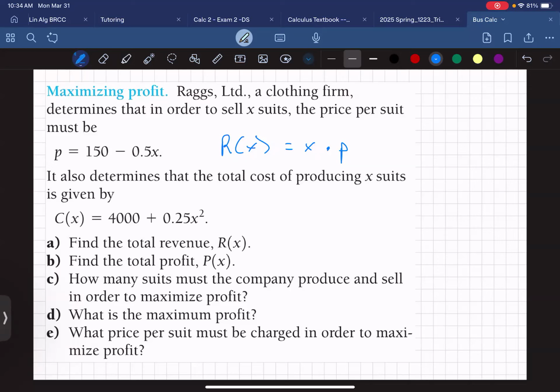And so what you'll find is this revenue function here will simplify down to 150x minus 0.5 x squared. Similar to the price function, right? But remember, we distributed the x through. So any questions with that?